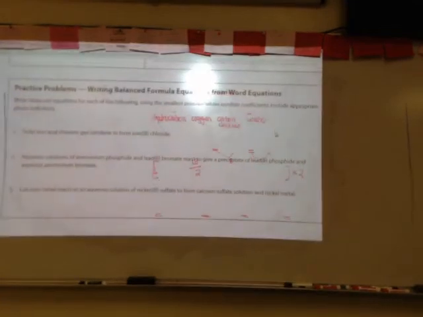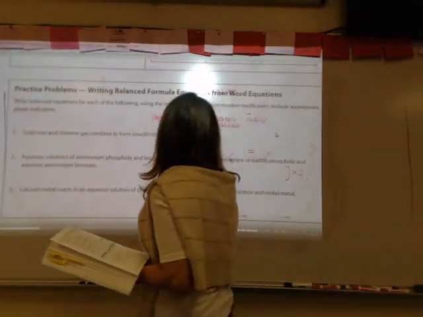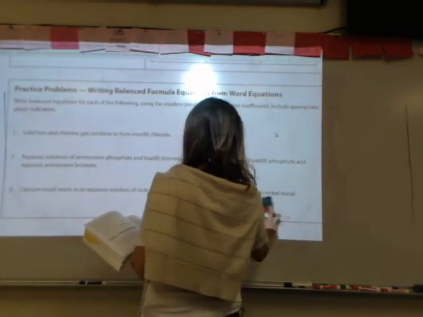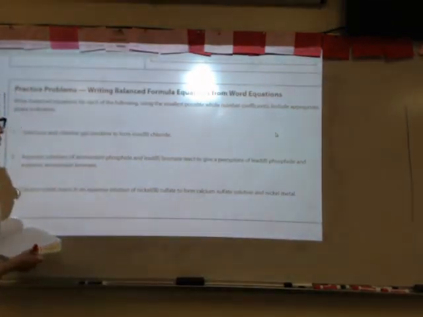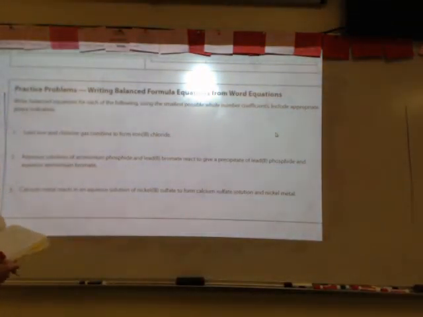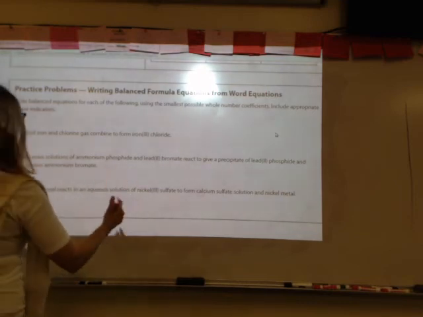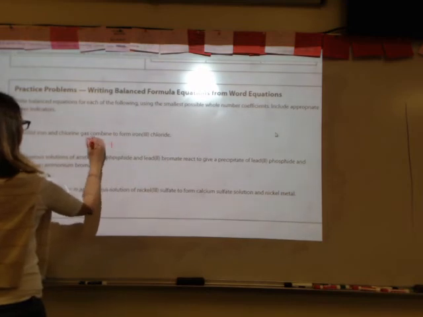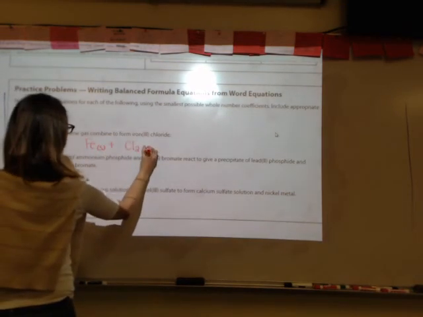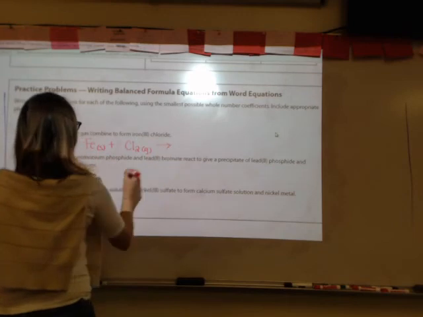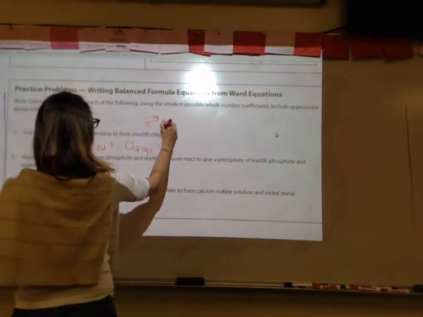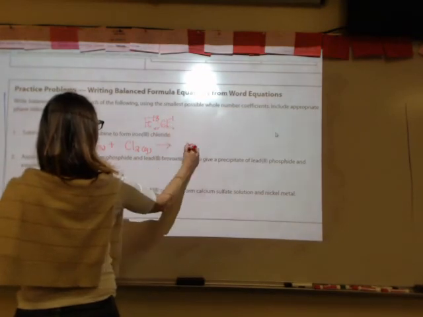Let's take a look at the practice problems here. We're going to write balanced equations using the smallest possible whole number coefficients, and we're going to include phase indicators or states of matter. Solid iron, so that would be Fe with a little s after it. Chlorine gas. Chlorine is diatomic, so it's Cl2. These combine to form iron 3 chloride.